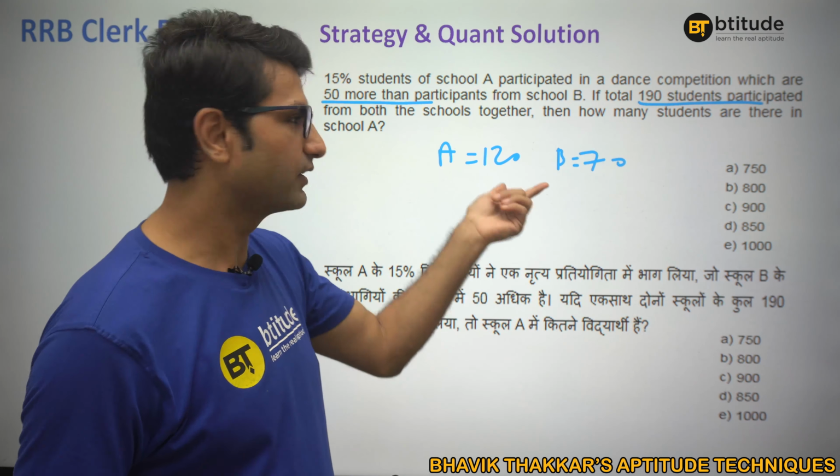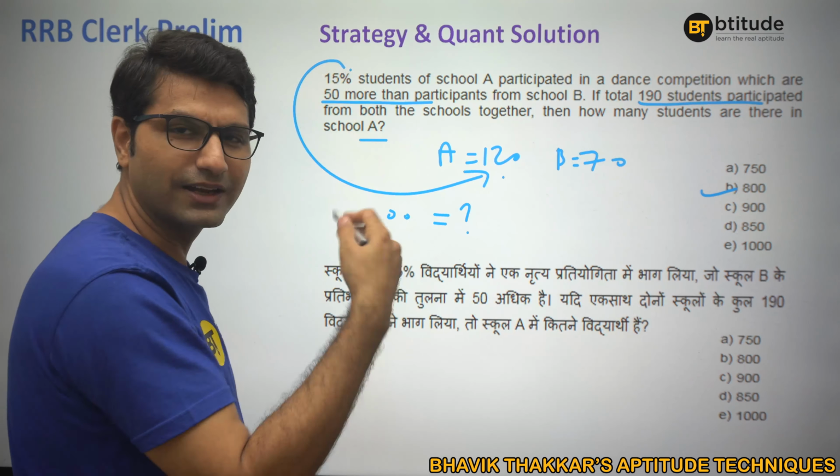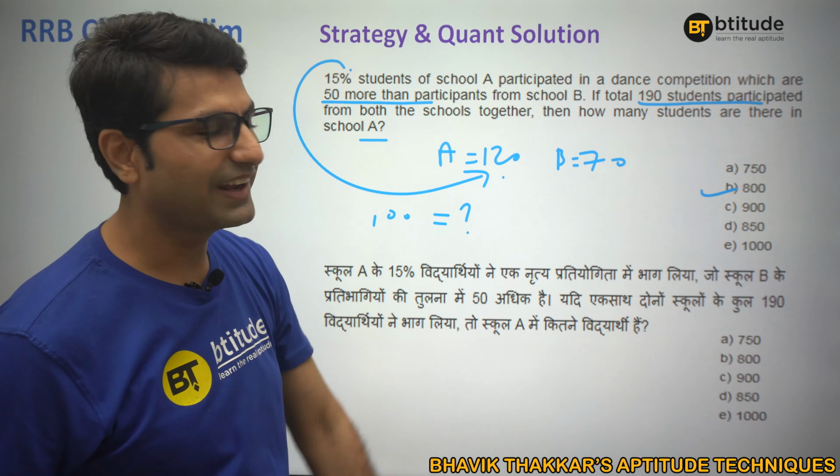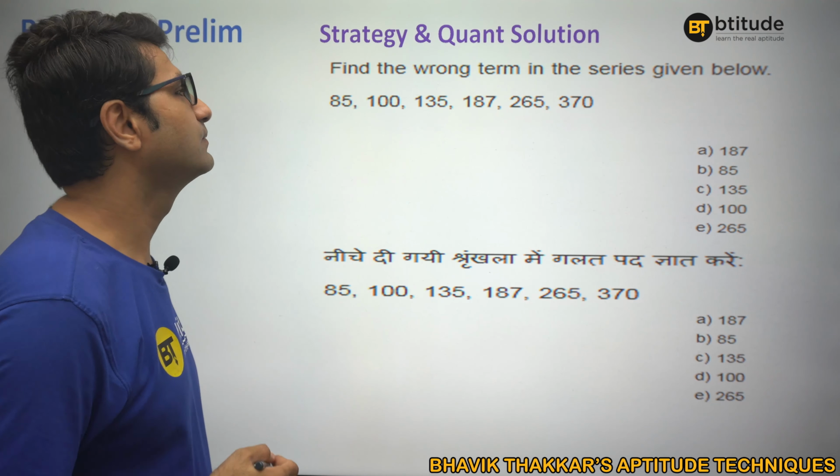And now it says how many students are there in school A, because these are 15%, right? 15% is 120, then 100% is how much? Whose 15% will be 120? 120 into 8, 800, right? 15% is 120 into 8, so 100% is into 8, 800. As simple as that.